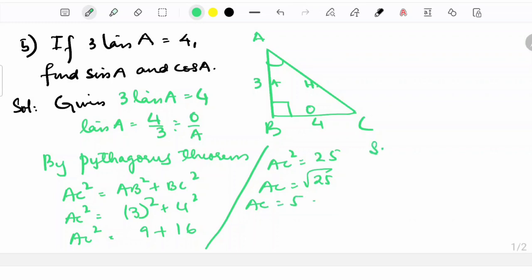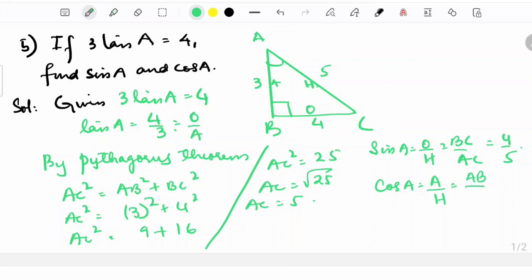Now sine A. Sine is given as opposite over hypotenuse. Opposite is BC and hypotenuse is AC, and AC hypotenuse I got as 5. So it will be 4 over 5, opposite over hypotenuse. Then I have cos A, that is adjacent over hypotenuse. Adjacent here for angle A is AB and hypotenuse is AC. So that will be 3 over 5. So this is the final answer.